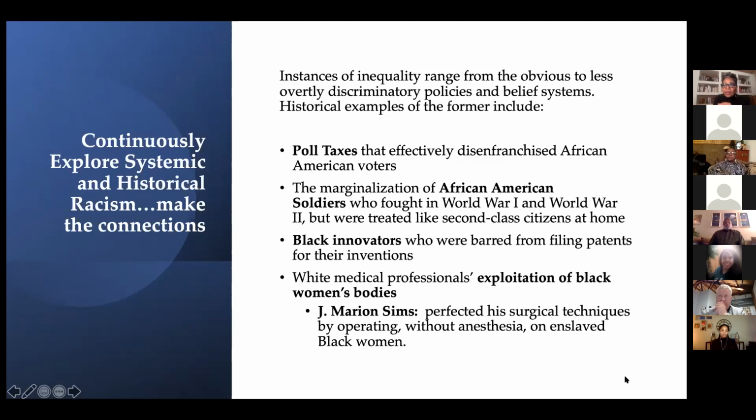How about the second one? We probably have some veterans on this call. The marginalization of African-American soldiers who fought in World War I and II, but they were treated like second-class citizens at home. Let's fast forward that one. What residual do you see of that today?